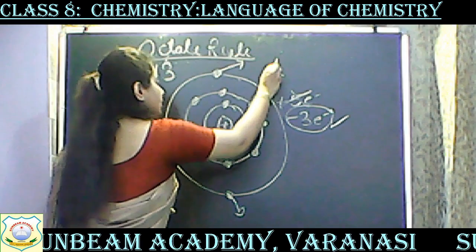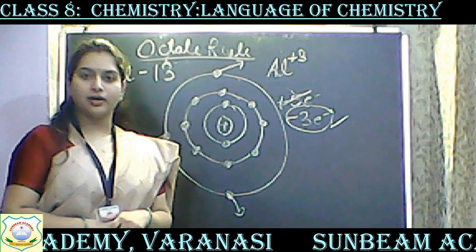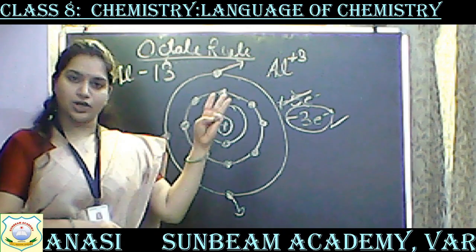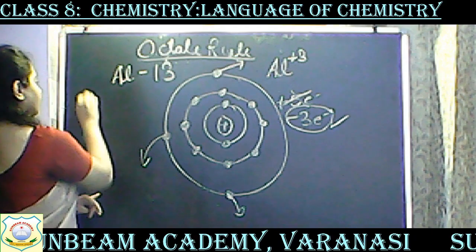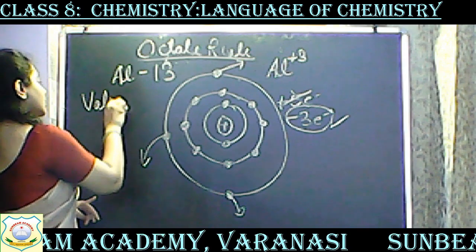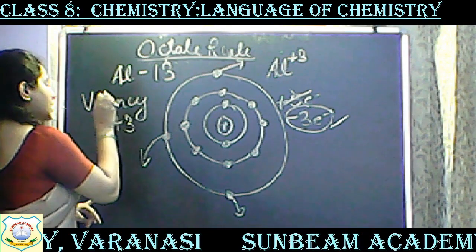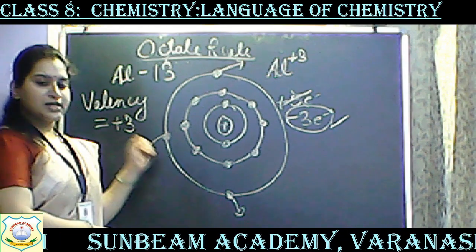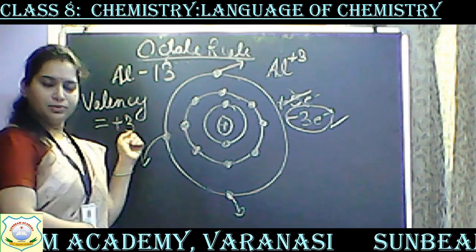The charge will be Al plus 3. Clear? Because we are removing 3 electrons, the charge will be plus 3. Clear? Now what is the valency of aluminium? The valency of aluminium will be plus 3. Clear? I hope it is clear. So this will be the valency of aluminium.